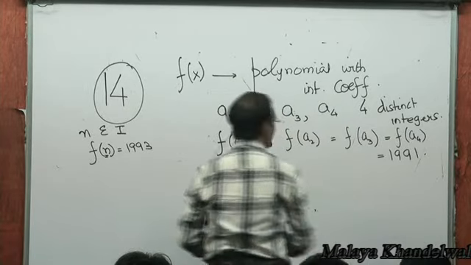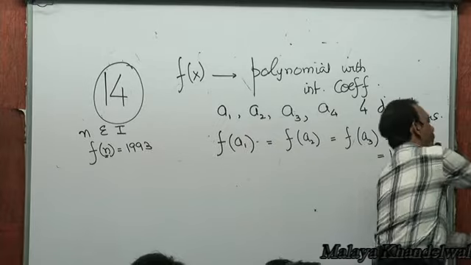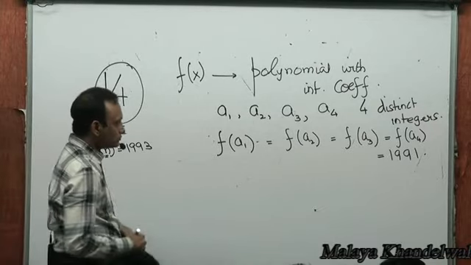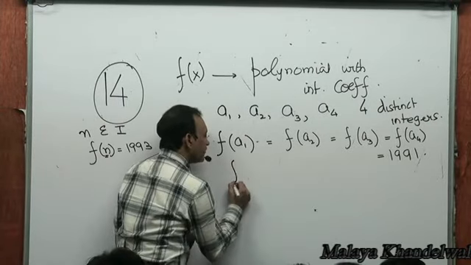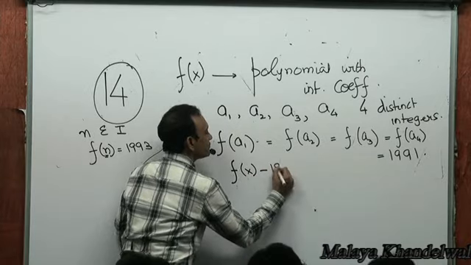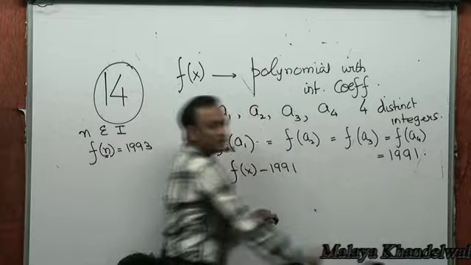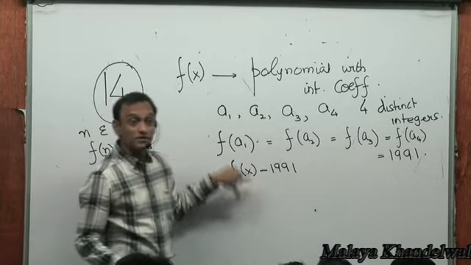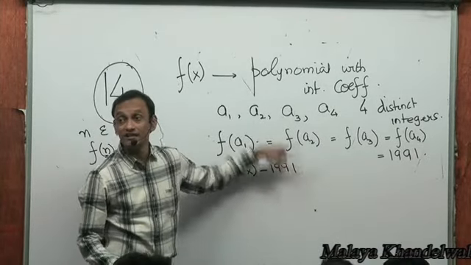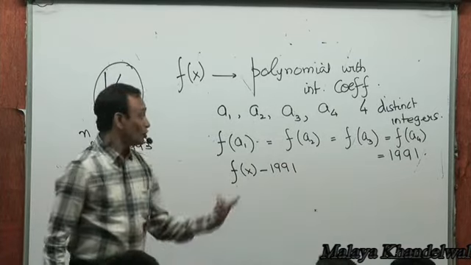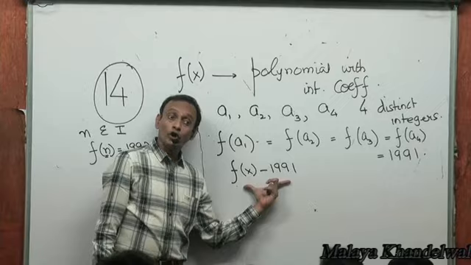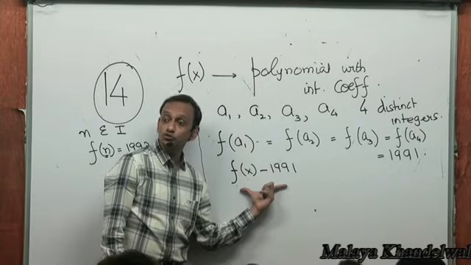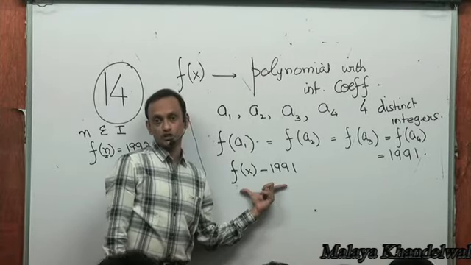Now, see, if I look at f(x) minus 1991, f(x) minus 1991, this will become 0 when x is a1, this will become 0 when x is a2, this will become 0 when x is a3, this will become 0 when x is a4. Yes or no? So this expression vanishes at x equal to a1, a2, a3 and a4, 4 distinct integers.